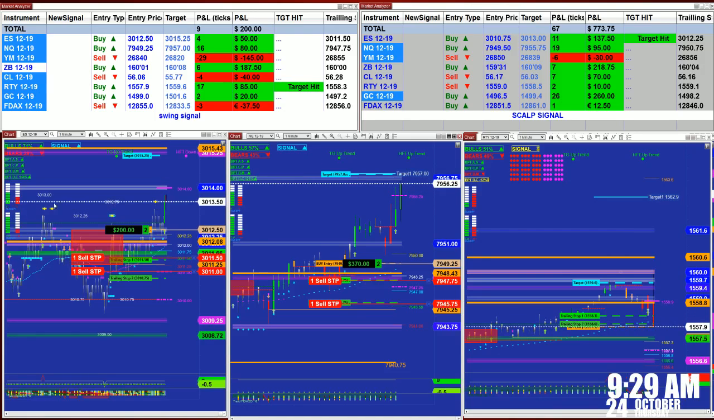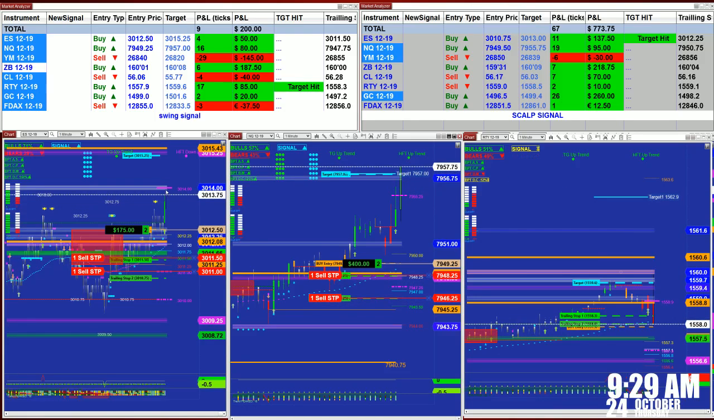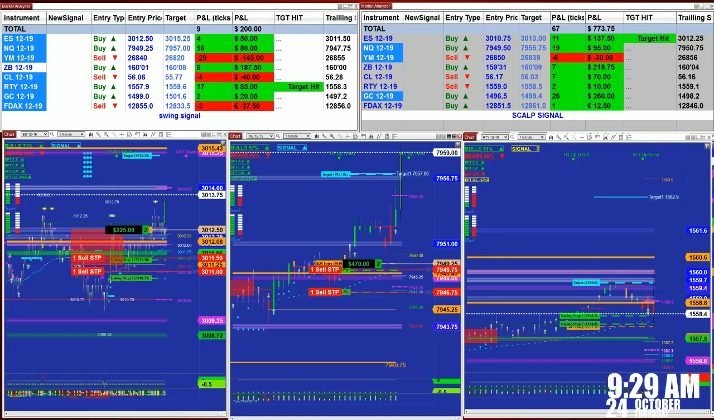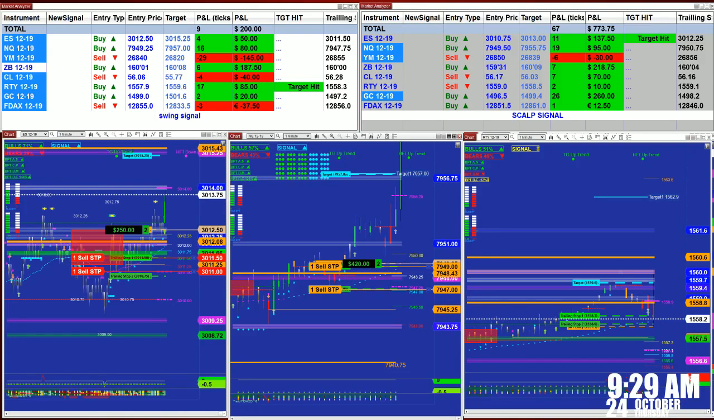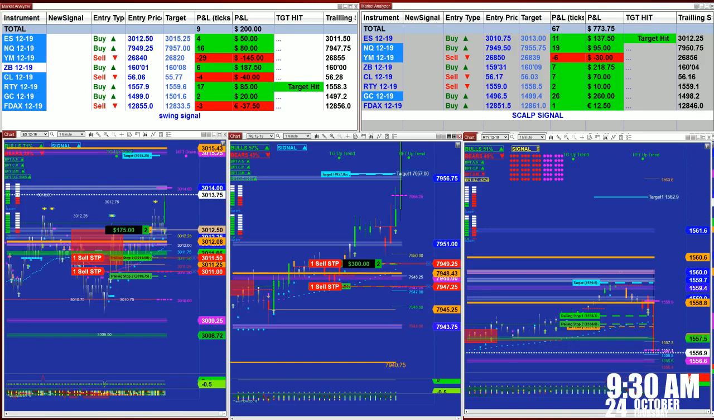And as you see how this ES, because we have the resistance at 3014, and it is a very, very important number to break as well. And there we go. Now we have a very nice long, and we are about to even close the Nasdaq trade.